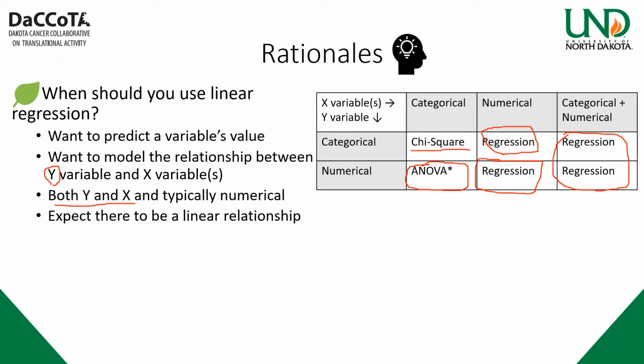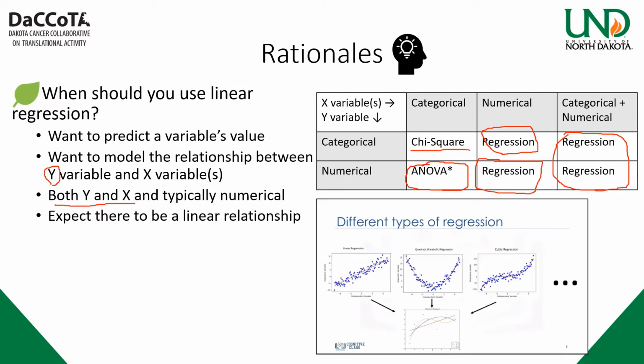And then finally, when you should use it, the linear part is if you expect there to be a linear relationship. In a very simple example, it'd be a linear line between the x and the y. Obviously, if there's no expectation of linearity, you shouldn't use linear regression. You should try a nonlinear approach.